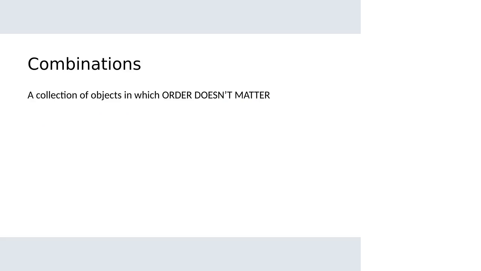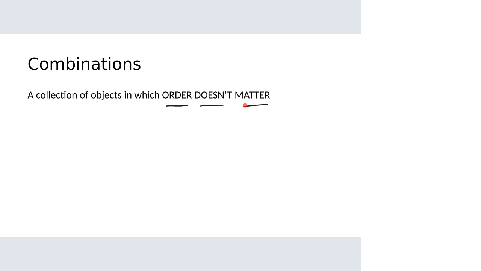Combinations are a collection of objects in which order doesn't matter. Gotten pretty used to the idea that order matters, and now we're going to say order doesn't matter. Well, when in the world would order not matter?